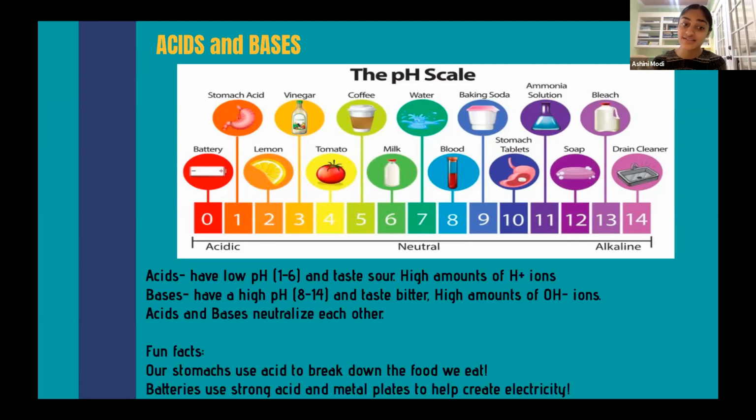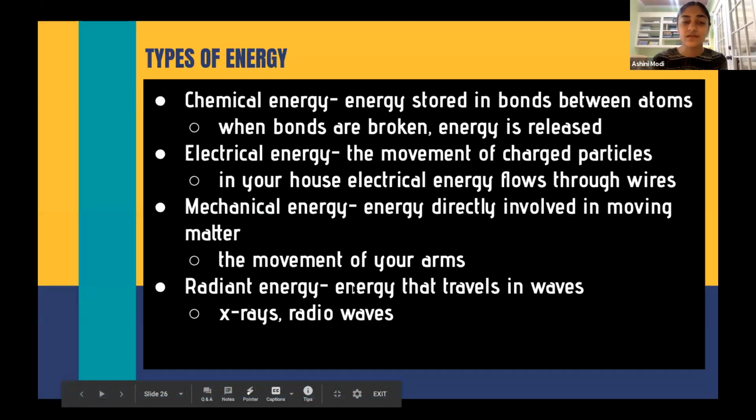So a fun fact is that our stomachs use acid to break down the food that we eat. And batteries use a really strong acid and metal plates to help create electricity. There's tons of acids and tons of bases all around us, and you can identify that. Oh, something else really cool is that milk is actually acidic. So who would have thought that milk would be slightly acidic?